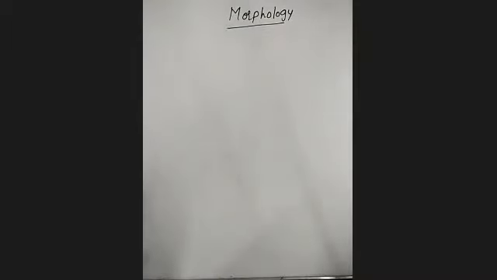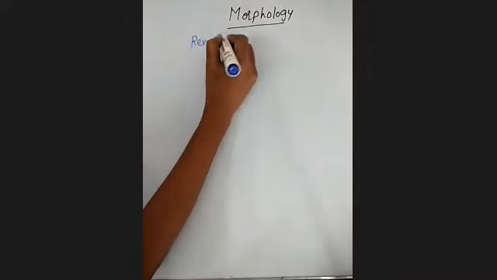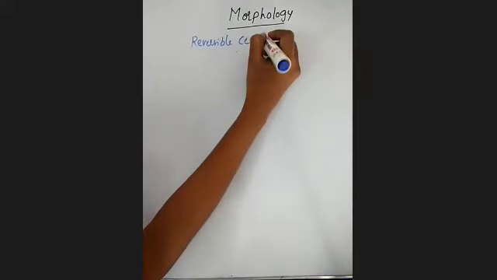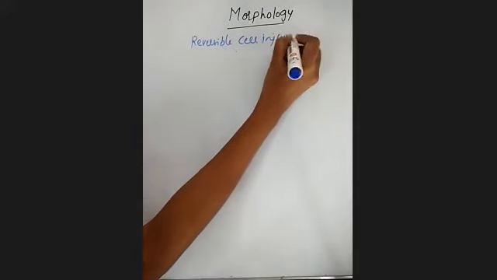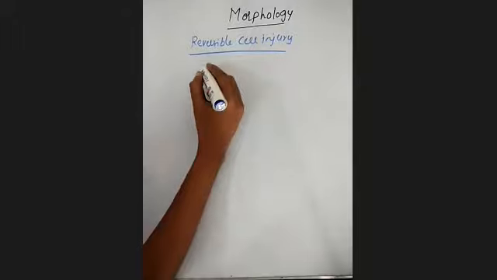Okay, today we'll discuss the morphology of cell injury, specifically in the case of reversible cell injury. Clear? You will observe mainly four different types of morphological features in this reversible cell injury. What are the different changes you will see?